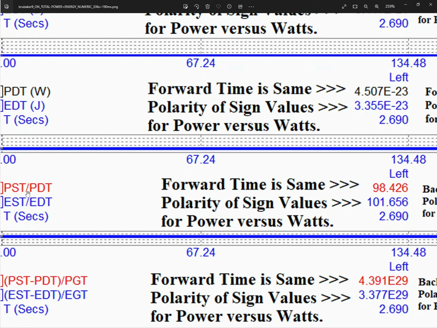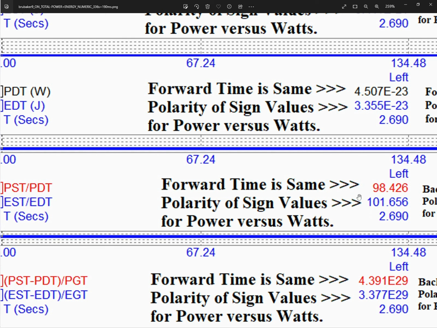Also, when I take the ratio between what's stored and what's dissipated, and compare power versus energy, it shows that both sign values are the same. When it computes the energy, it takes power and divides by the time interval. The time interval can vary from one period to the next. It recalculates what interval to utilize, so it keeps changing.